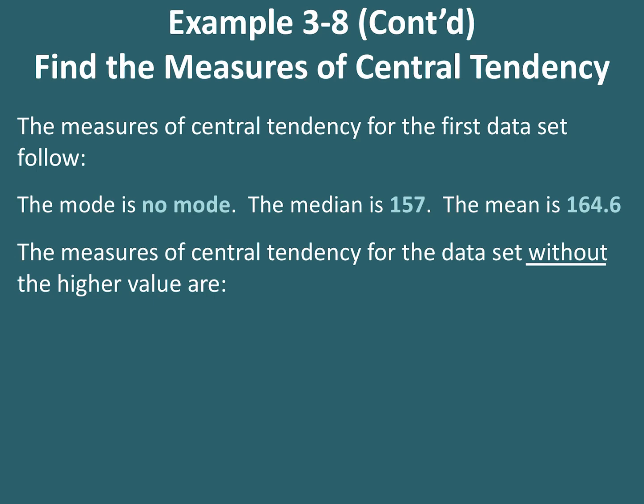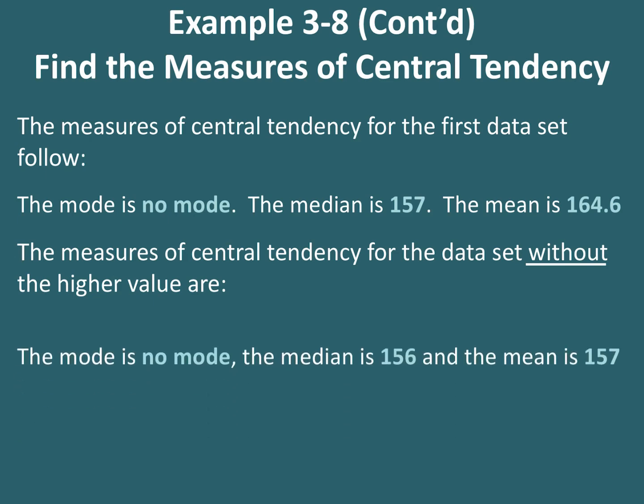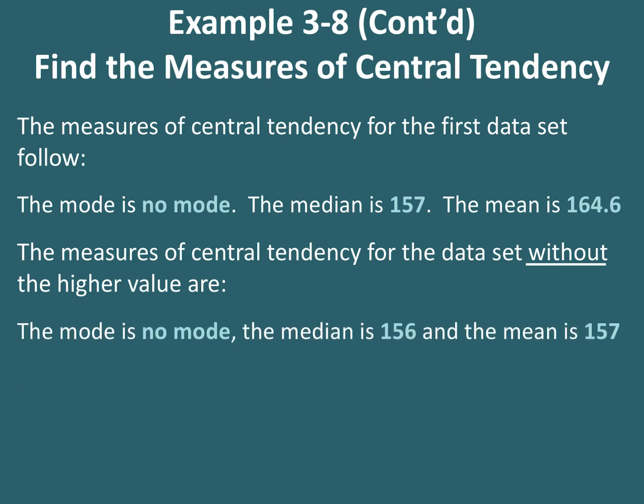Without the 240 included, we see that there is still no mode. The median is still 156. However, the mean goes down to 157. Once again, you'll notice that the mode stays the same. It's resistant. The median changed slightly, which means it also is resistant. However, you'll notice that the mean changed drastically.